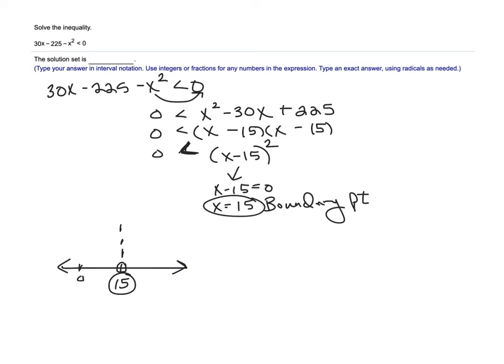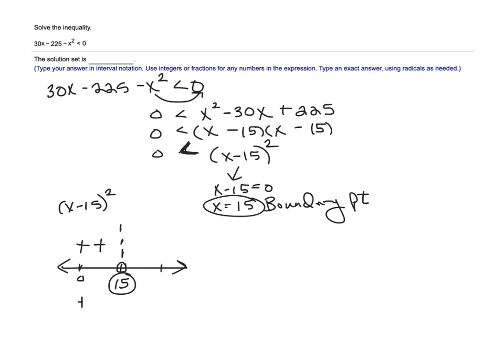So if I plug 0 into my polynomial, which remember is my factored form, I'm going to write it up here just so we have it nice and close. x minus 15 squared. So if I plug 0 in here, I get 0 minus 15 is negative 15, but you square it. When you square it, that becomes positive. So this whole interval is positive.